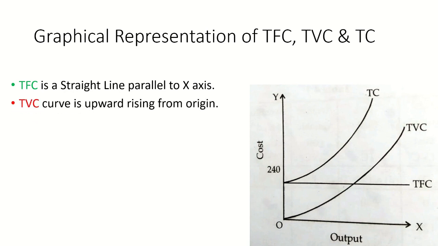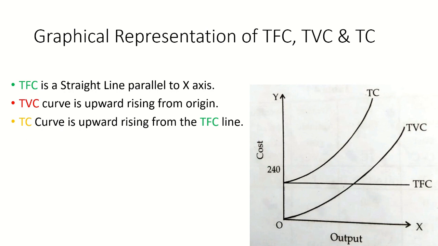Next one, the TVC curve is upward rising from the origin. In the short run we can say that the total cost is increasing only due to the TVC, and there is a direct relationship between the Q and the TVC. That is, when the output increases, the TVC also increases. So the TVC curve is upward rising from the origin.